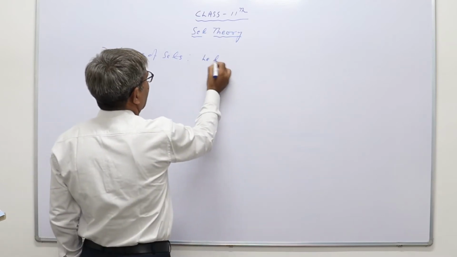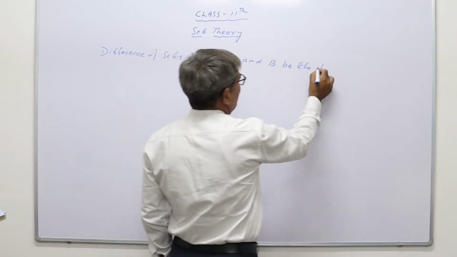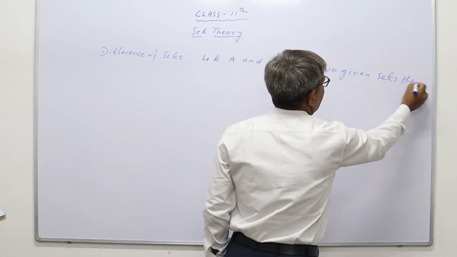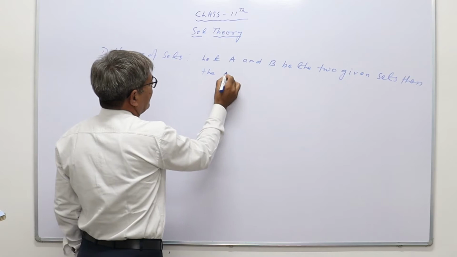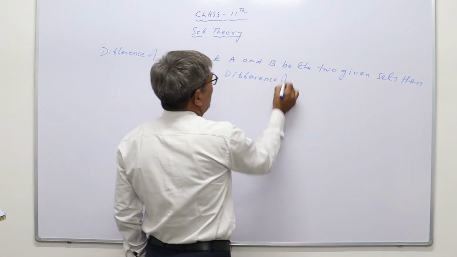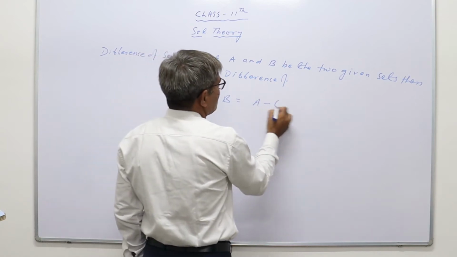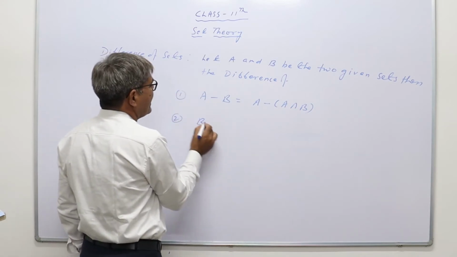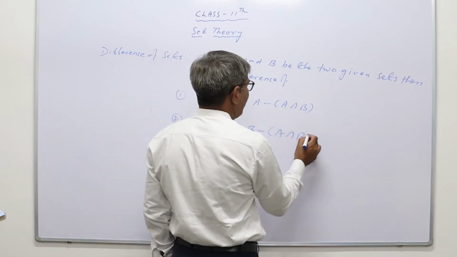Let A and B be the two given sets. Then the difference of A minus B is equal to A minus A intersection B, and B minus A is equal to B minus A intersection B.